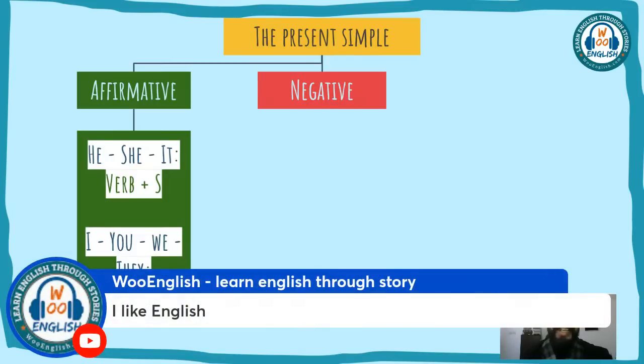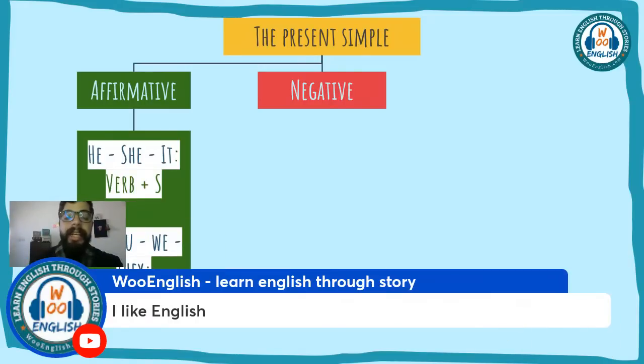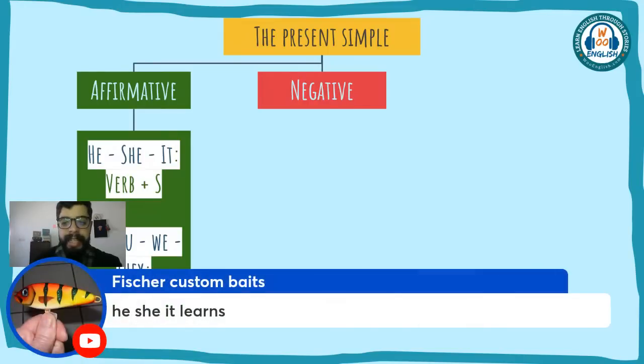Okay, so the sentence that I'm giving you guys is I like English. Can you tell me what is the negative, or can you transform this sentence to the negative? Indeed, yes. Jan being a smart guy here. So he, she, it learns.